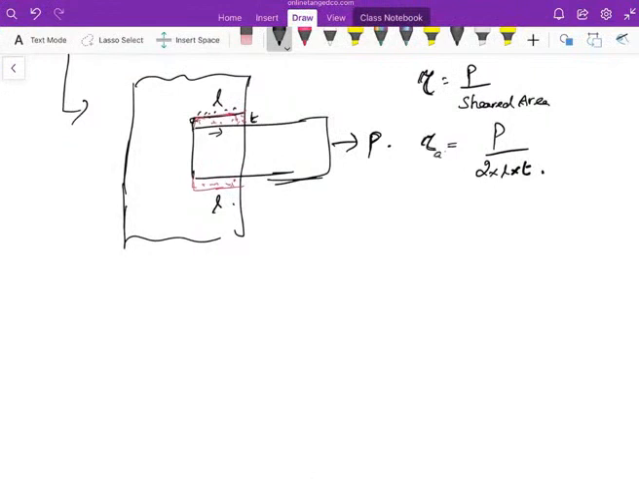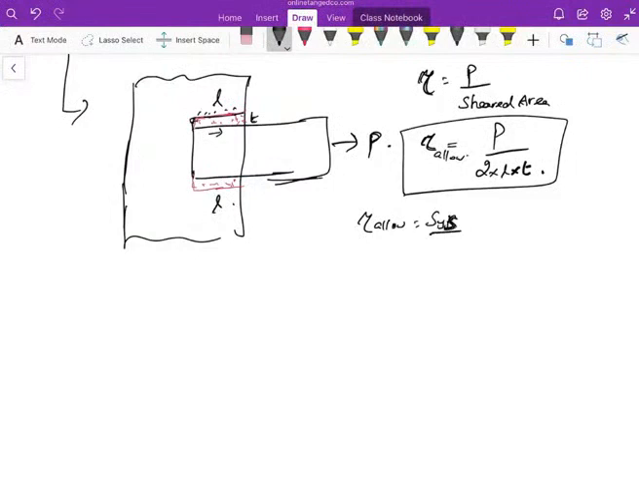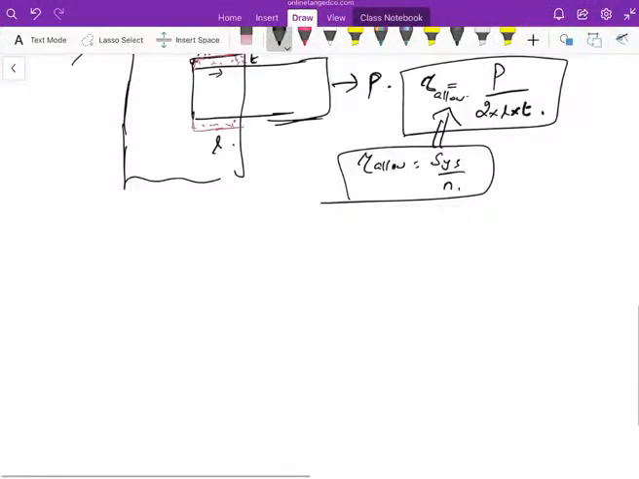This tau is nothing but tau allowable. Based on the design criteria, we can say that tau allowable is nothing but SYS, the yield shear stress, divided by the factor of safety. We can use a factor of safety which can be substituted here. Then from that we can find the throat thickness. Do the reverse calculation.